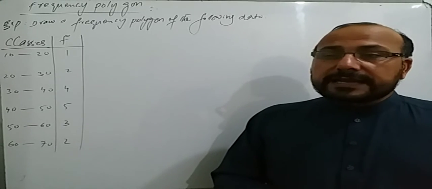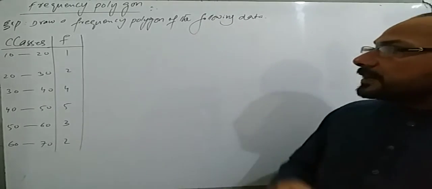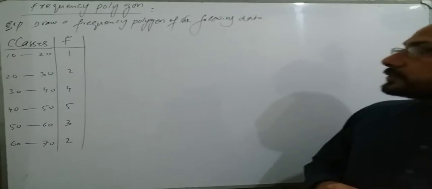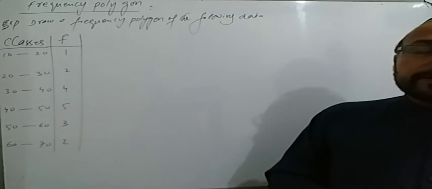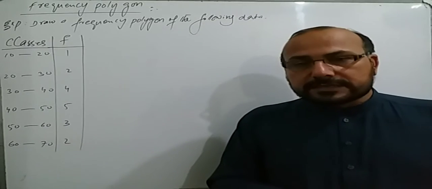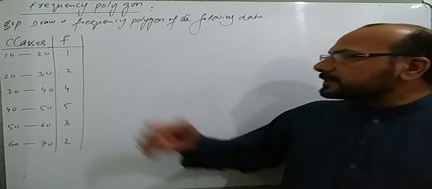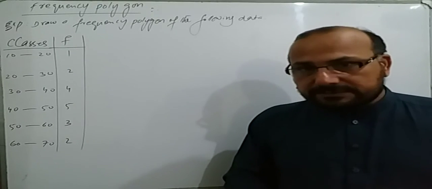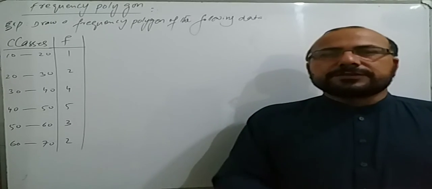A frequency polygon basically needs the class marks, like a histogram needs the class boundaries. We will draw the class marks on the x-axis and frequency on the y-axis. To find the class mark, it is not necessary whether you have continuous or discontinuous classes. In both cases, whether the class boundaries are given, like in this example, or the class limits are given, you can easily find the class mark, which is the mid value of each class.